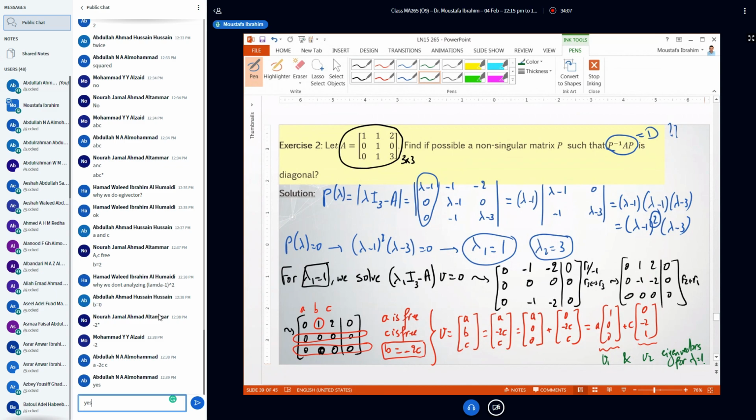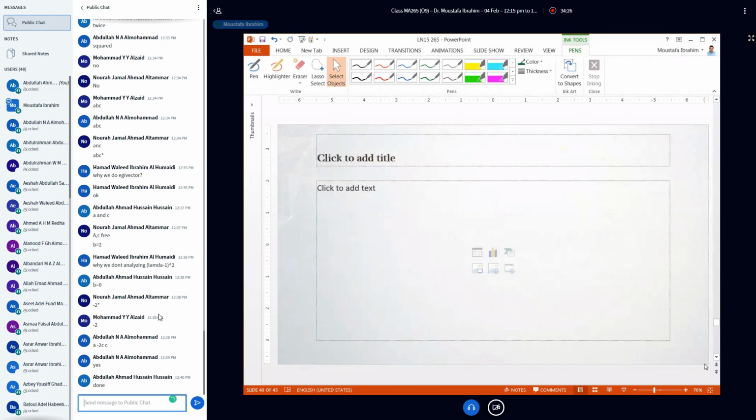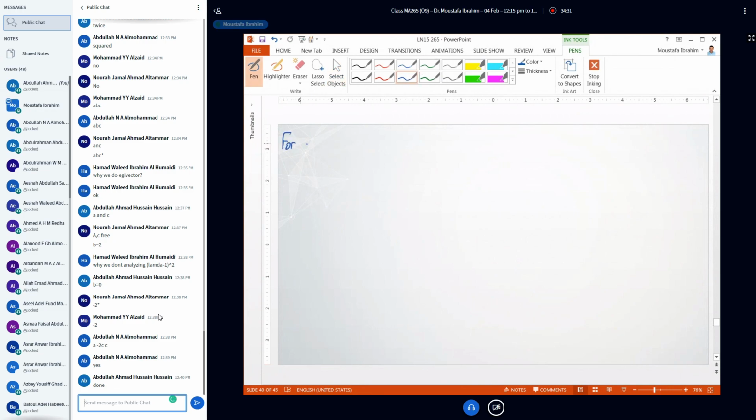Okay, if you want, take a screenshot, guys, to find V3, or I will write here. Okay. Now for lambda 2 equals 3, we solve lambda 2 I3 minus A times V equals 0.